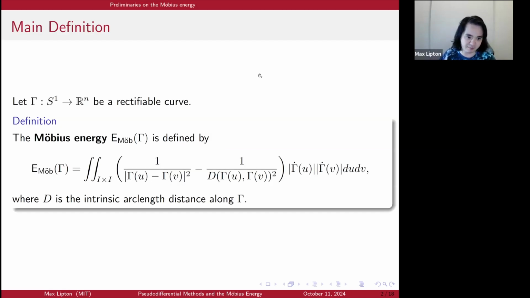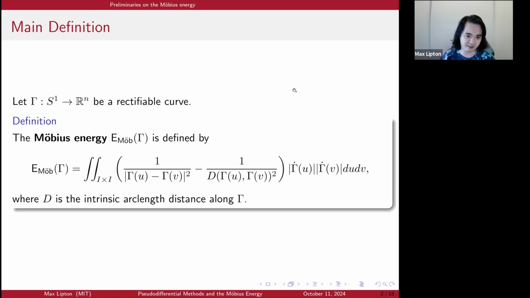So let gamma be a rectifiable curve in R^n. Usually the most interesting case is n = 3. Typically, we can also apply the definition for the Mobius energy on intervals, so we can look at the Mobius energy of curve segments. But here, we're going to assume that everything is defined from the circle to R^n, precisely because we're going to apply Fourier methods, and thus this allows us to take advantage of Fourier series.